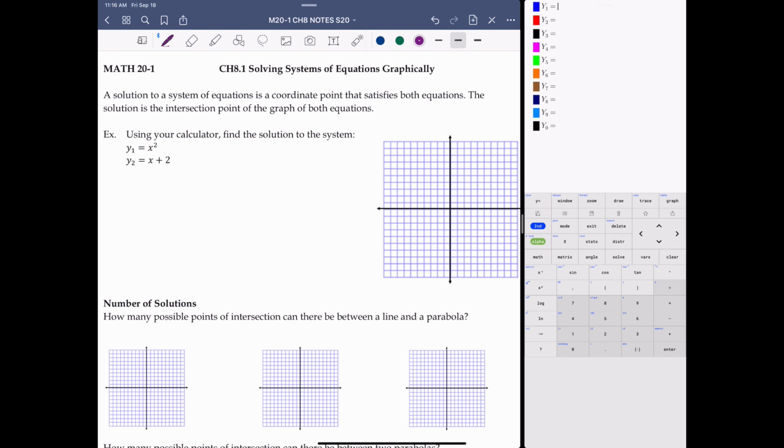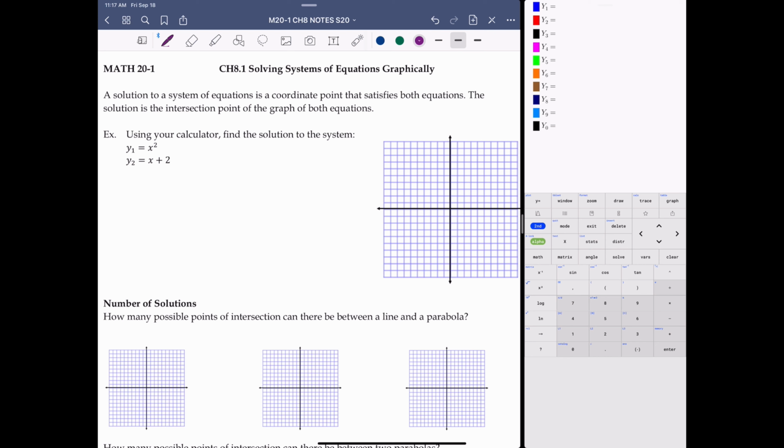We're looking at chapter 8.1, solving systems of equations graphically. Thinking back to math 10C, a system of equations is when we look at two or more equations together. We consider them together, so they're connected.